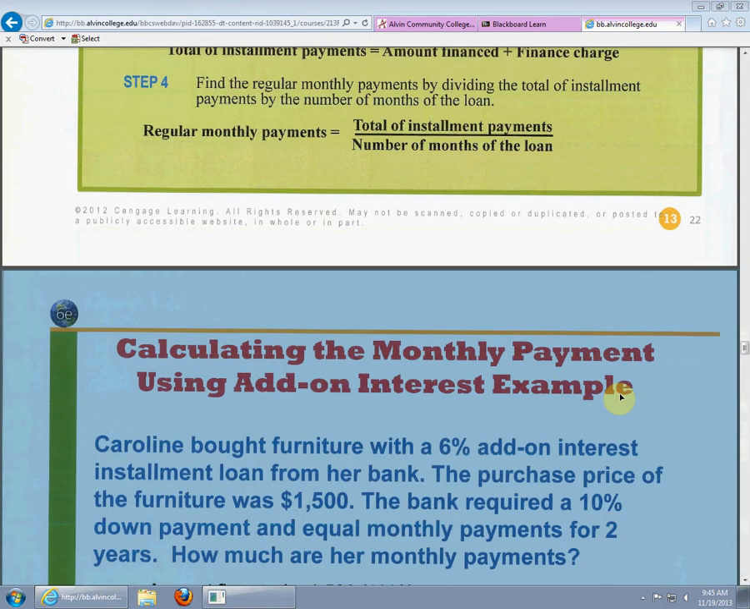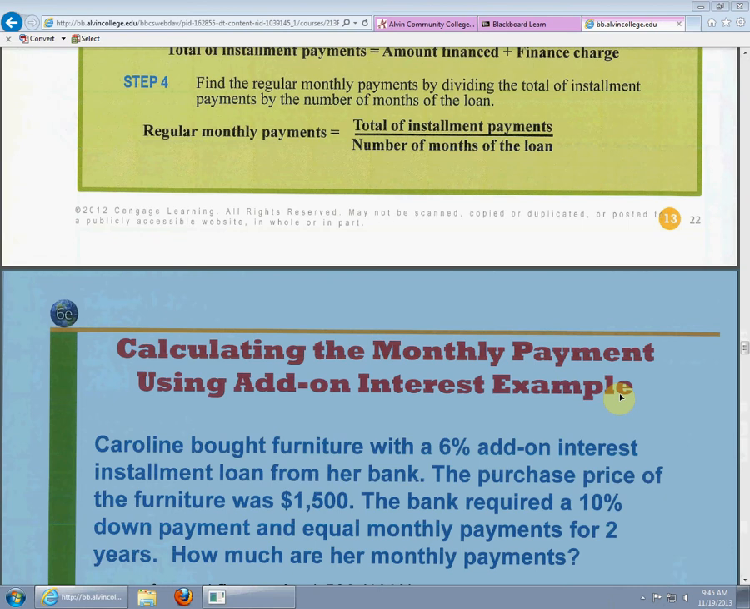Okay, let's look at it. Step 1 wanted you to do the amount financed, so it's a purchase price, 100%. They said that the bank required a 10% down payment. So the complement of that would be 90%. So if you take the $1,500, the purchase price, times the 90%, that gives you the amount that is financed, $1,350. Step 1.